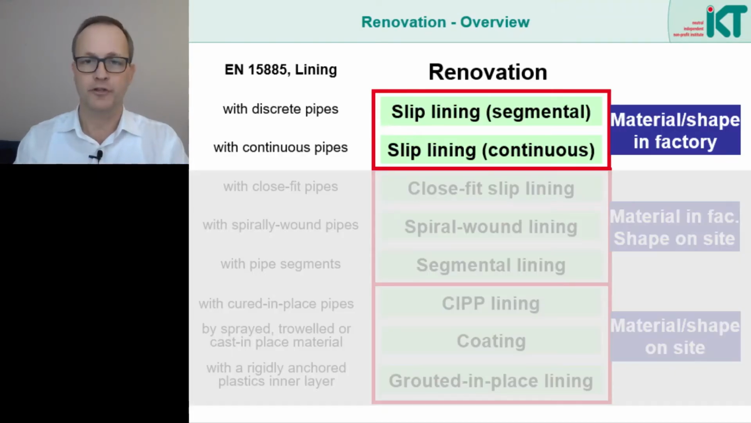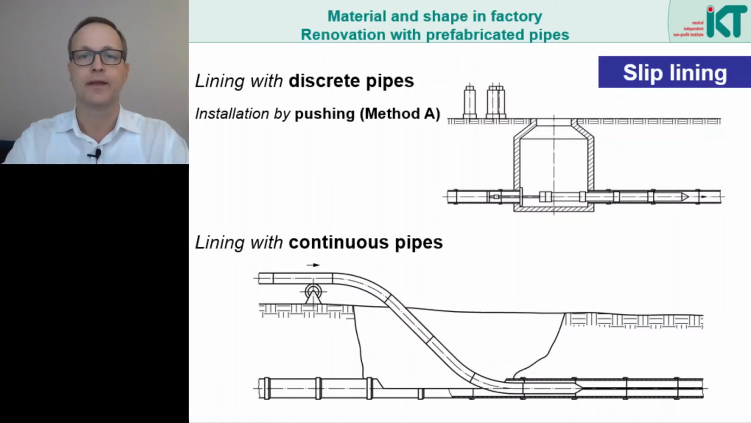Let's start with the first group. Material and pipe shape both are already produced in the factory, and the finished pipe is transported to the construction site and installed there. So what does that look like? Here we see 2 methods illustrated, both known as slip lining. The first is lining with discrete pipes.